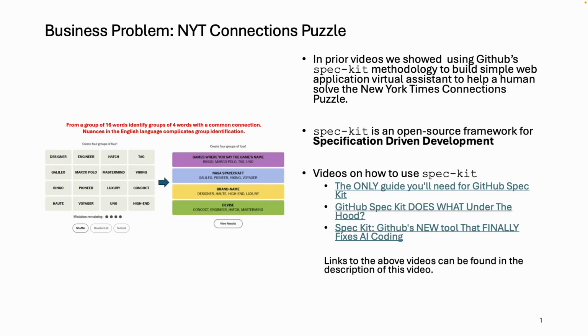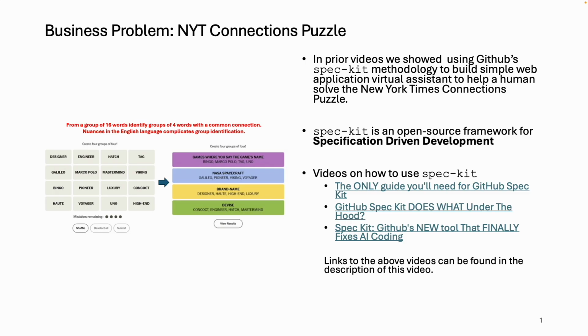In the previous videos, we walked through how to use GitHub's Spec-Kit methodology to build a simple web-based virtual assistant that helps a human solve the New York Times connection puzzle. If you haven't seen those earlier videos, I highly recommend checking them out. Links are in the description below.